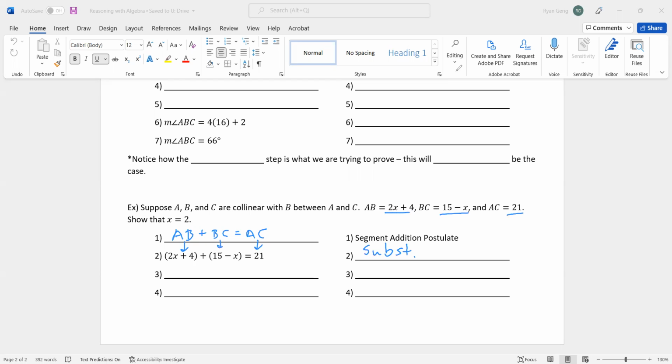Okay. Now what do I do? Well, I need to combine my like terms. So 2x minus x is x. 4 plus 15 is 19. So that would be not addition. I didn't add anything. All I did was simplify. I did add things, but I didn't add them to both sides. Last thing is I want to move 19 to the other side by subtracting it from both sides. That is the subtraction property.